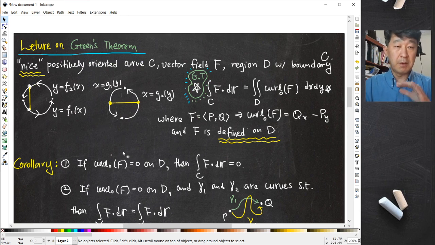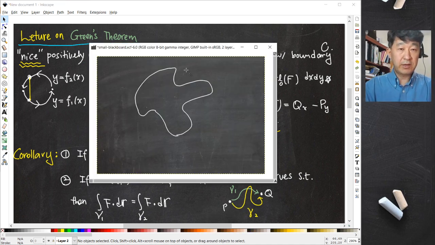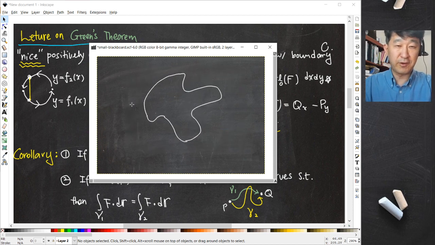Even though I don't want to make any general statement, it takes a lot of work to describe all sorts of different shapes. So I'm just going to look at some simple examples to convince you that you can do the following thing: you can break these more complex cases into these simpler cases like that.